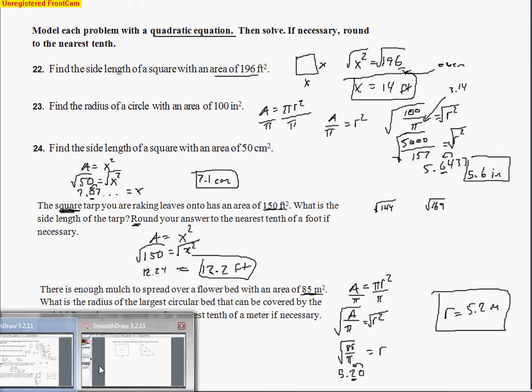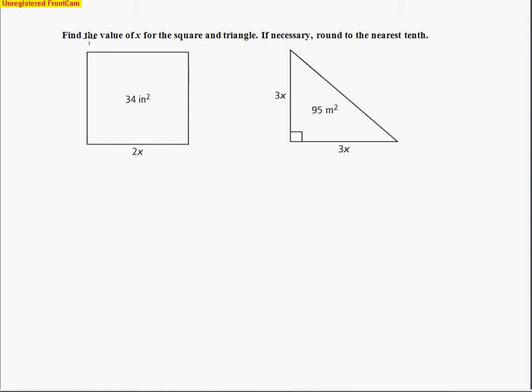So let's take a look at the last few problems here. Here it says find the value of x. It's a little bit more complicated. So we've got the area right here. So remember, our formula goes this way. And so it's just side length squared. So side length is 2x, but I've got to square both the 2 and the x. Area is 34. Oops, not 24, but 34.